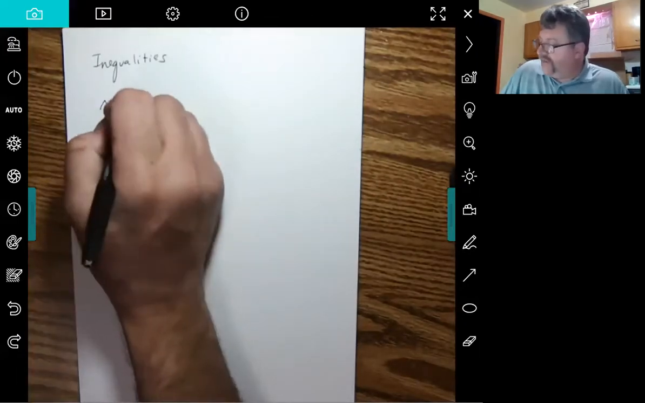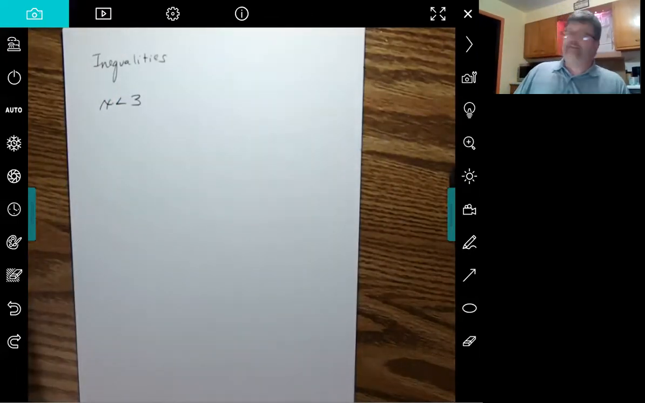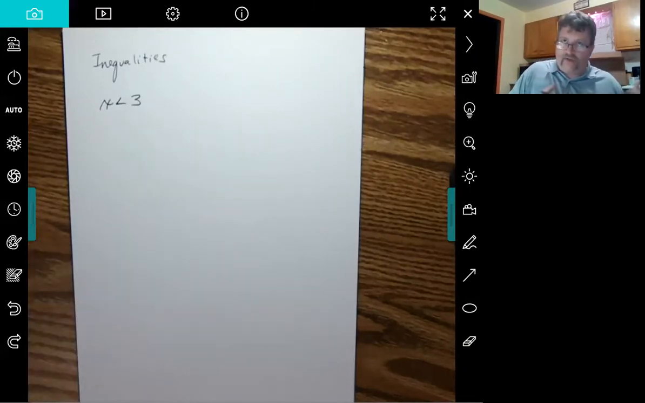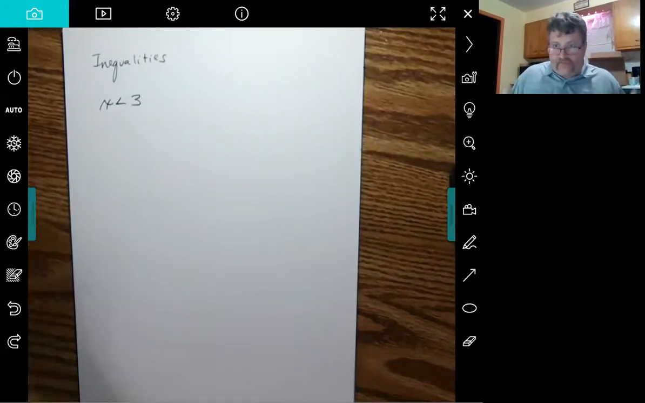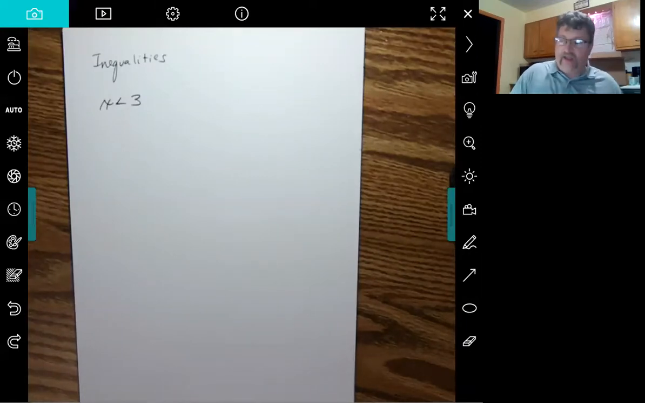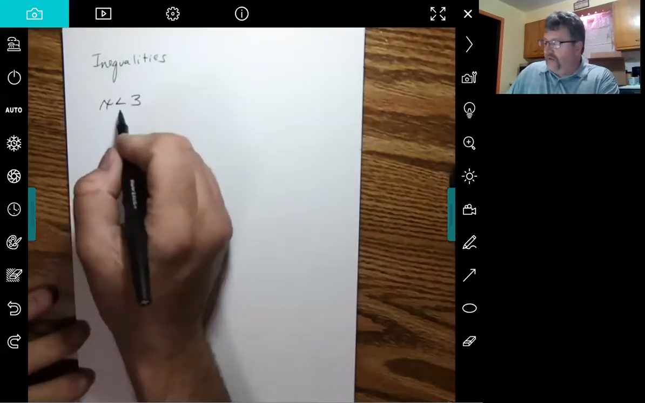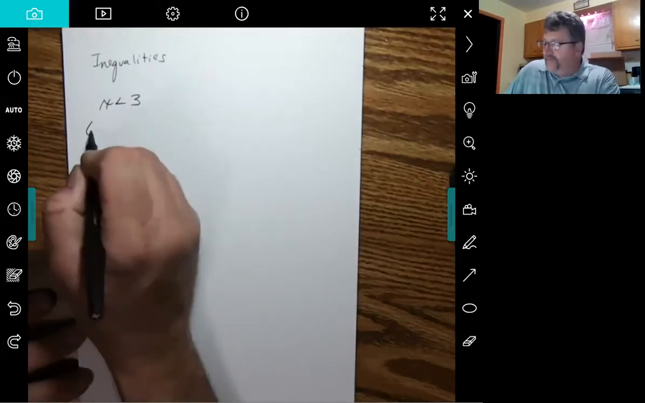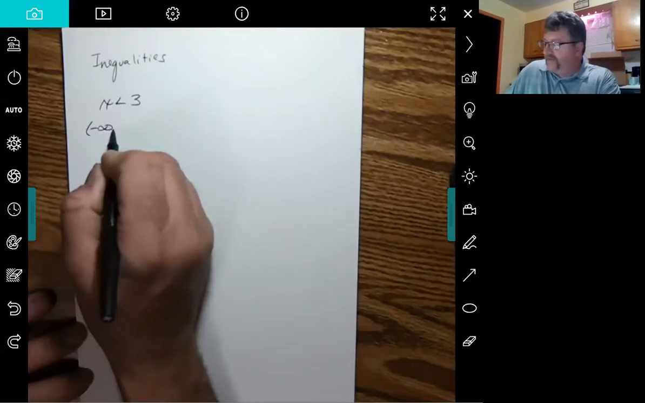If we just want to talk about all the numbers less than 3, well, if you think about the number line, what's less than 3? Of course, the integers, we think of 2, 1, 0, and all the negatives, but of course, all those little numbers in between the integers count as well. But numbers less than 3 go all the way back to what we call negative infinity, which is like a figure 8 on its side.